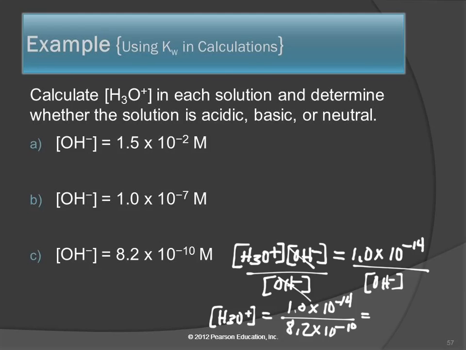So 1 EE minus 14 divided by 8.2 EE minus 10. I'm getting 1.2 times 10 to the minus 5. That's the hydronium ion concentration. Any questions?